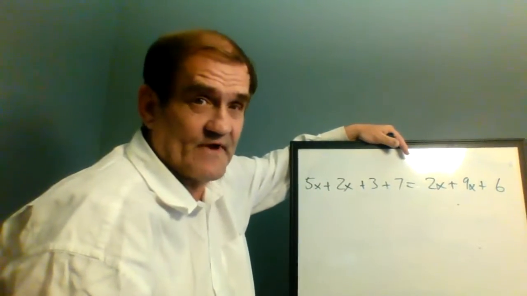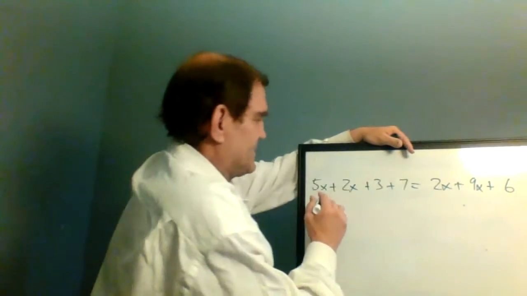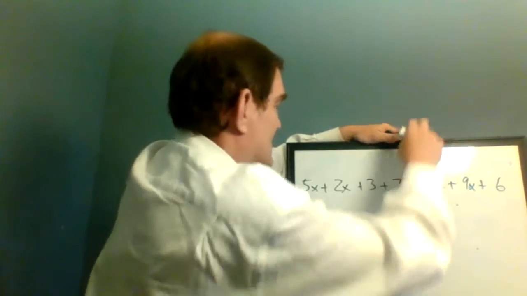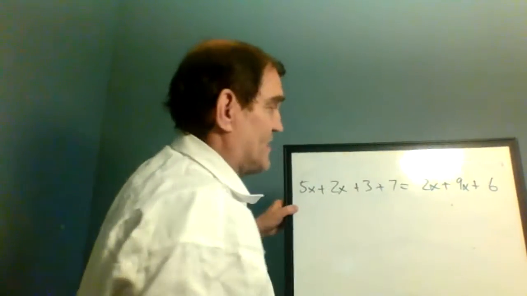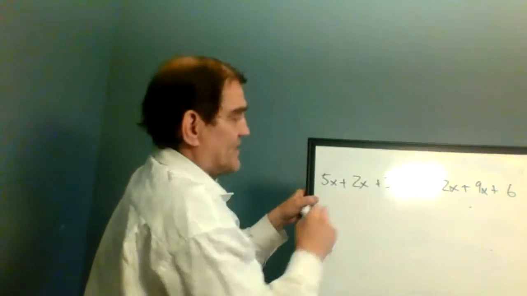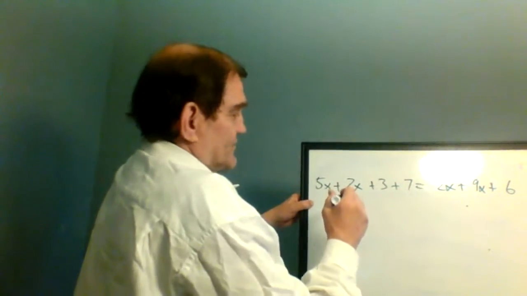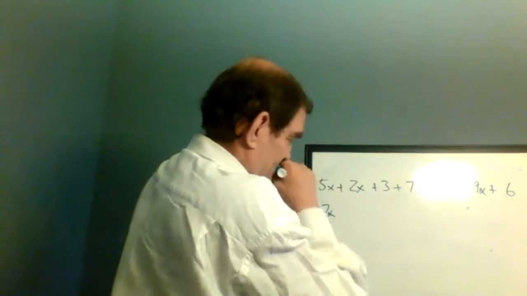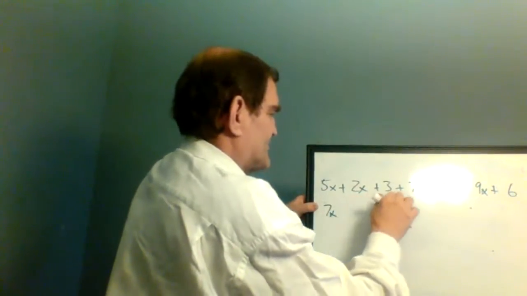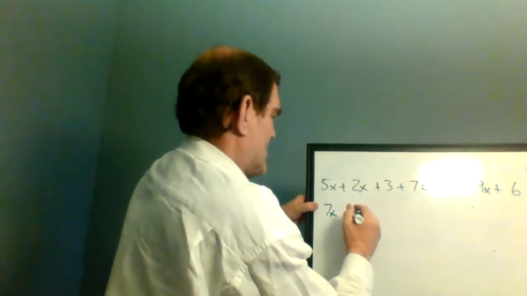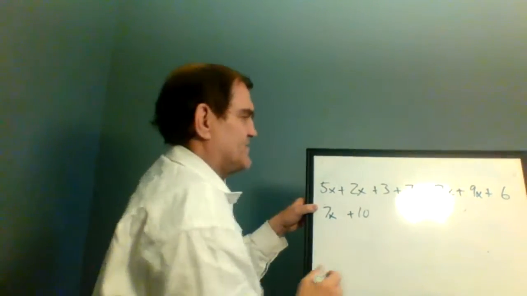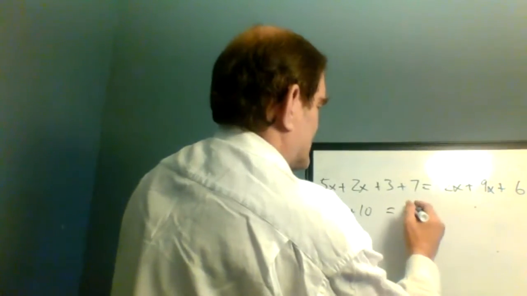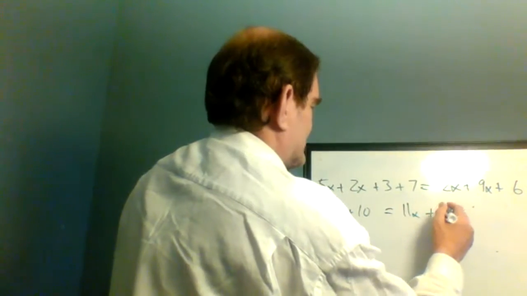You want to try to figure these out, right? So you're always looking at the fact that you've got 2 x's here and 2 x's there. You want to get the x's all by itself so you can solve with the regular numbers, whole numbers. So what you have here is 5x plus 2x is equal to 7x. And then you have plus 3 and plus 7 are plus 10. And then you have 2x plus 9x plus 6. 2x plus 9x is 11x plus 6.